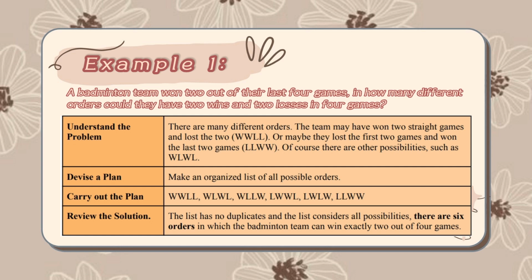Kung i-review natin ang answer at titignan kung ito ay tama, the list has no duplicates and it considers all possibilities dahil wala nang ibang order. Therefore, there are 6 orders in which the badminton team can win exactly 2 out of 4 games. We hope you learned something in our video lesson.